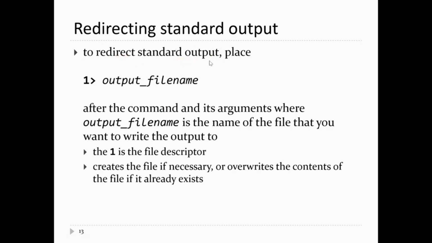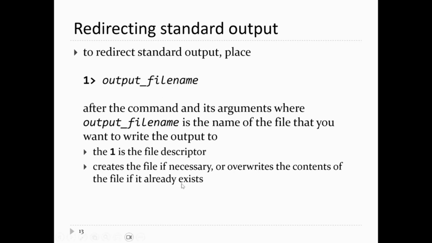To redirect standard output, what you do is you say 1 and then the greater than sign, no space in between, and then you specify a file name. The 1 corresponds to the stream identifier for standard output. The greater than sign is the redirection operator in bash. You're going to redirect to a file. You can put this anywhere in the command, which is weird. Anywhere in the command, that will redirect the output of the command to whatever file name you give.